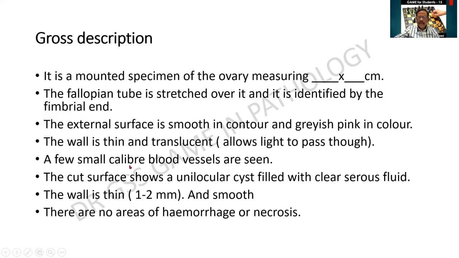A few small caliber blood vessels are seen. The cut surface shows a unilocular cyst which is filled with a clear serous fluid. Sometimes it will be very huge, containing a few liters of fluid. The wall is thin, 1 to 2 millimeters, and smooth. There are no areas of hemorrhage or necrosis, both externally as well as internally.